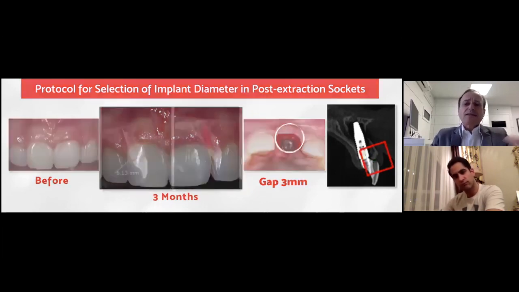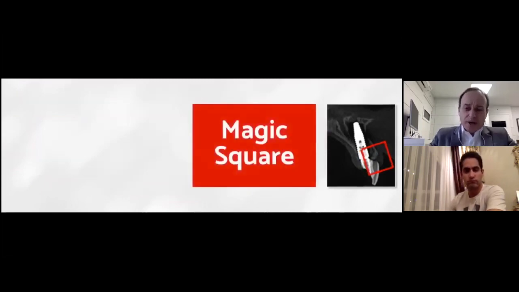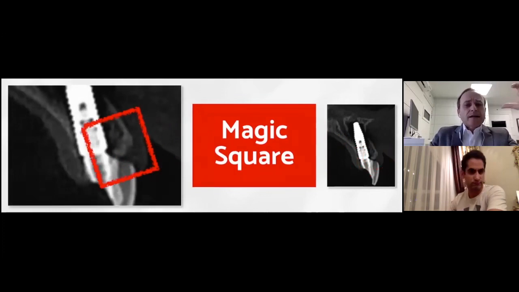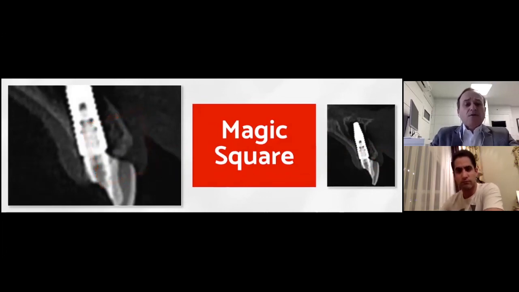And take a look at this square that we call a magic square. Let's go a little bit deeper about this topic. And let's explain a little bit better what does it mean, these four sides of this square. First of all, and the most important one, is the 3D implant position. It's represented in the red color. Second, the 3 millimeters and thickness of the new buccal bone wall.